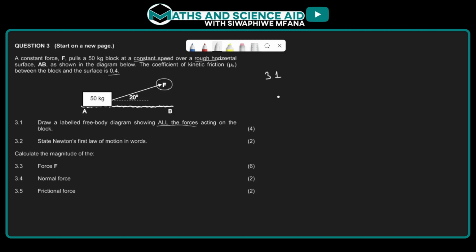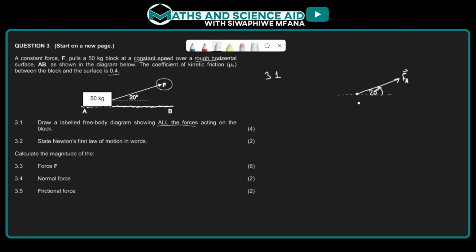We know that in a free body diagram, the object is represented with a dot. So this dot here would be a representation of this 50 kilograms block. And here we have an applied force, which is at an angle of 20 degrees to the horizontal. So if this is a line that is parallel to our surface, we know that there is an applied force and we can call it FA if we like. So A for applied, and it is at an angle of 20 degrees.